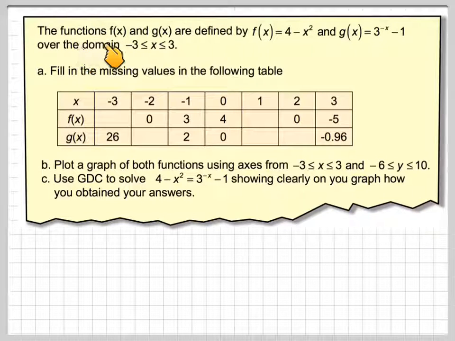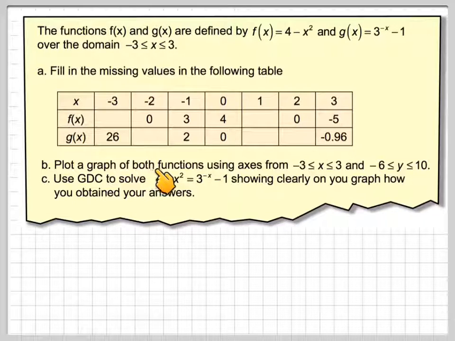Hi, so the functions f(x) and g(x) are defined as f(x) = 4 - x² and g(x) = 3^(-x) - 1 over the domain from -3 to 3. Fill in the missing values in the following table. So here we've got a table, we've got to fill in some missing values.